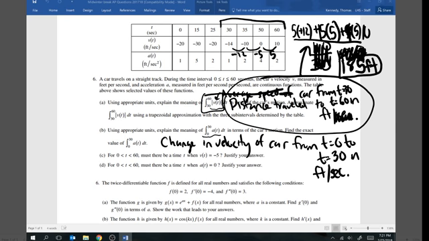Then in B, what I'm doing is integrating acceleration, which gives me velocity, and because I'm integrating from 0 to 30, I'm getting the change in velocity. That's what the acceleration gives me, is the change in velocity, the increase in velocity, from 0 to 30 in feet per second.